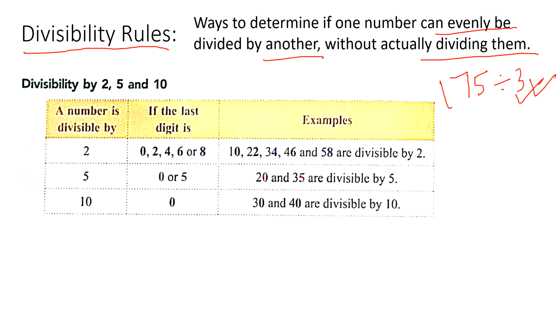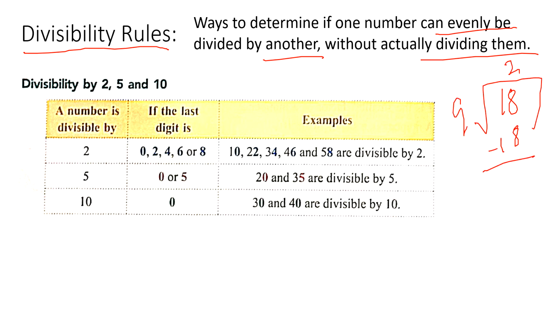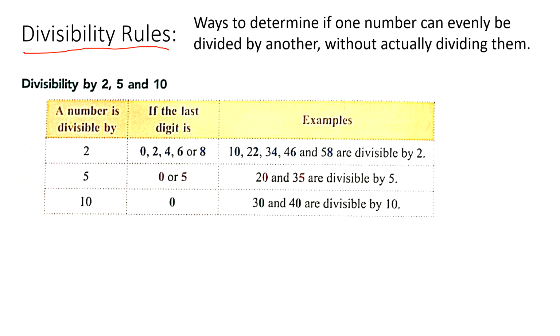So in divisibility rule, basically what happens is your remainder will become 0. For example, if you are dividing 18 by 9, so 9 twos are 18, subtract, it becomes 0. So you see 0 is the remainder. So this is the divisibility rule, that is 18 is divisible by 9. Okay, that's it.